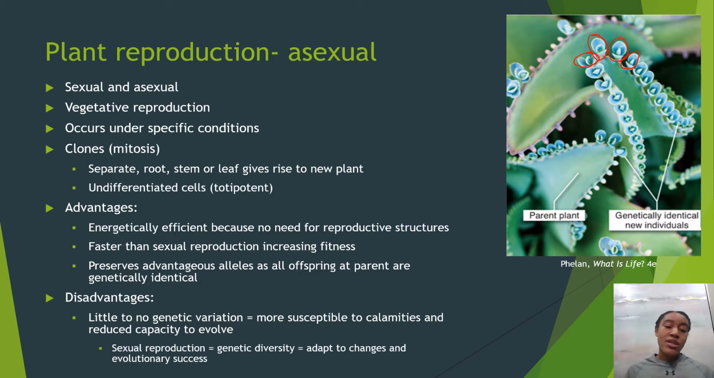So sexual reproduction is favored because it gives you genetic diversity, which allows the organisms to adapt better to change and be more evolutionarily successful in the long term. But if you have to, a plant will use asexual reproduction if that is the best method for them to at least reproduce to some extent.